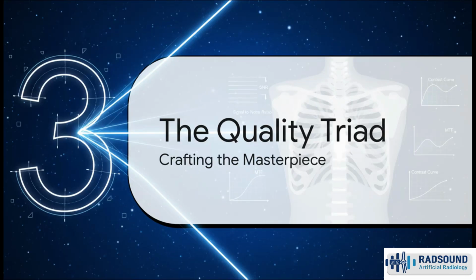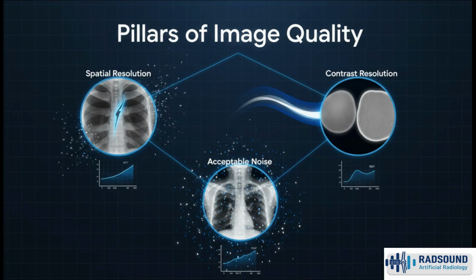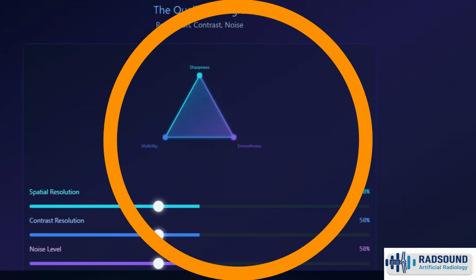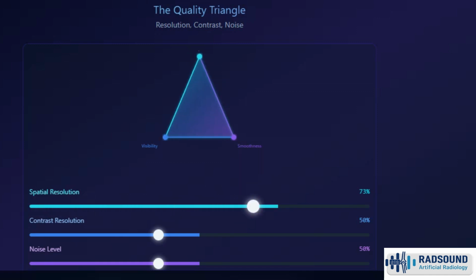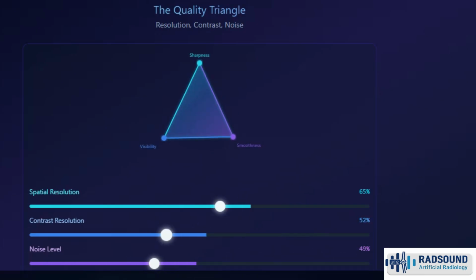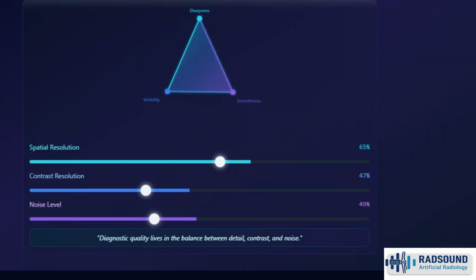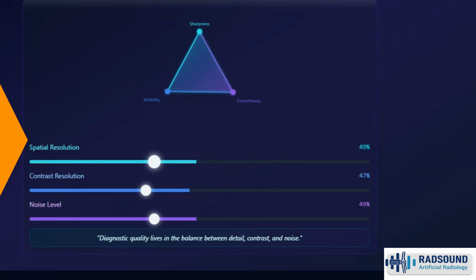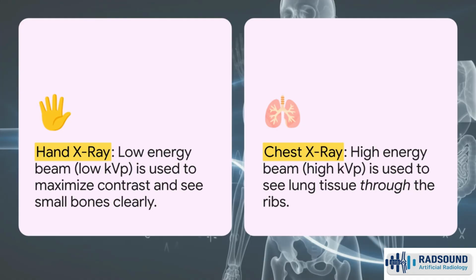Okay, so we've created the blueprint with differential attenuation, and we've decoded it with our detector. Now, let's put it all together and talk about what makes a truly great diagnostic quality image. You can really think of it as this triad of image quality. First, we need sharp detail, which we call spatial resolution, so we can see tiny little things like fracture lines. Second, we need good contrast resolution, which lets us tell the difference between similar types of tissue. And finally, we need an acceptable low level of noise, so the radiologist can make a confident diagnosis without any distractions. And the way we balance these three pillars changes with every single exam.